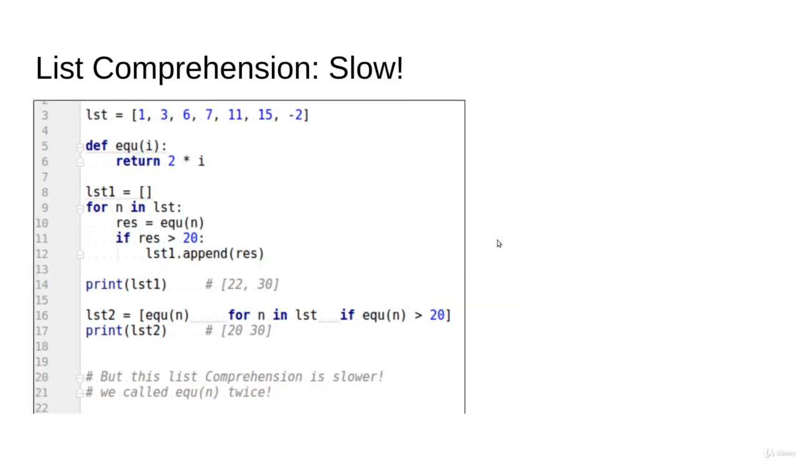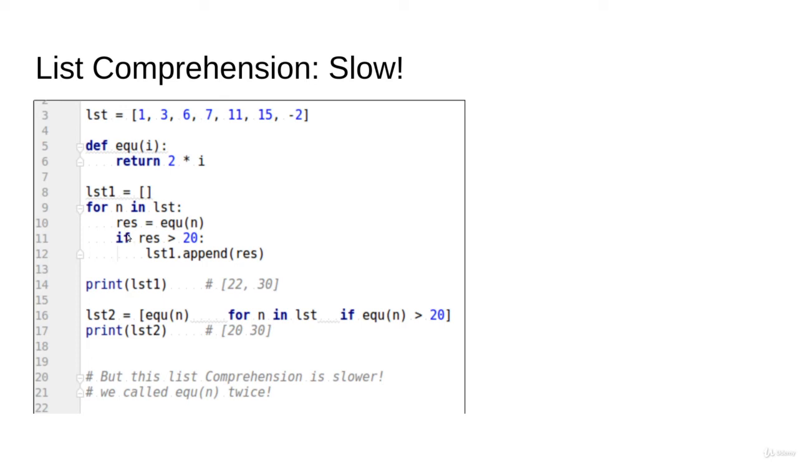Let's see a case where list comprehension is by default very slow. We have here a list, and we have an equation of i that returns 2 times i. In the normal way, you would write a for loop over the list, compute the result, and if the result is greater than 20, you push the result into the list. The moral of that is we call the function equation once only and put the value in the result.